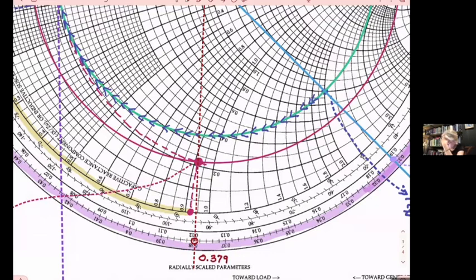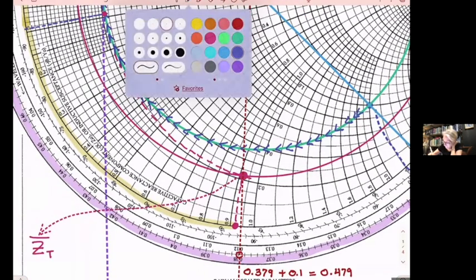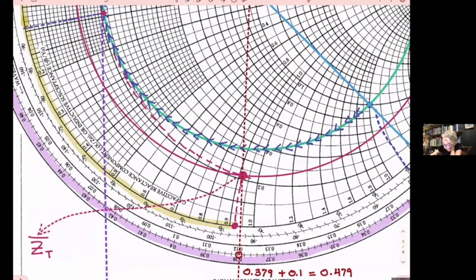Could be very close to 0.38. Let me put 0.379. And then I need to add to this 0.1. So that's going to make it, I have to go and find the 0.479. So I will move on this line like this.